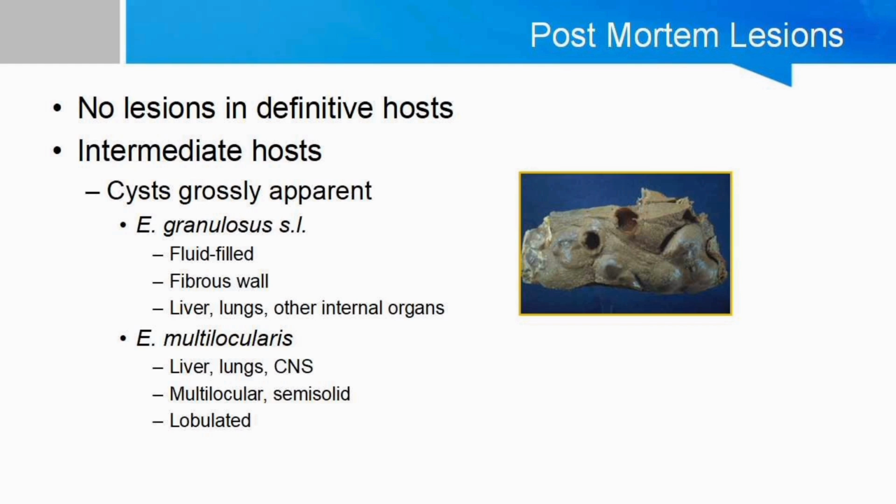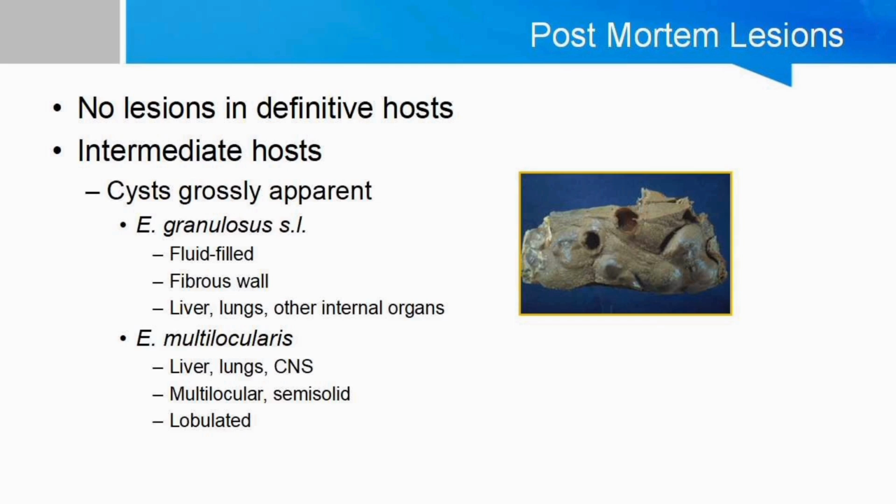Echinococcus granulosus metacestodes are usually individual fluid-filled cysts surrounded by a fibrous wall. Most cysts are 1 to 7 centimeters in diameter but can become much bigger. Although most cysts occur in the liver, some may be found in the lungs only, or even less often in other internal organs, including the bones.